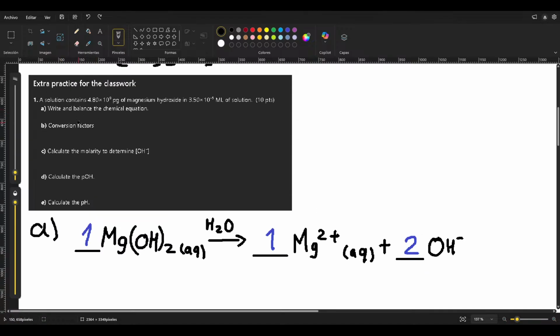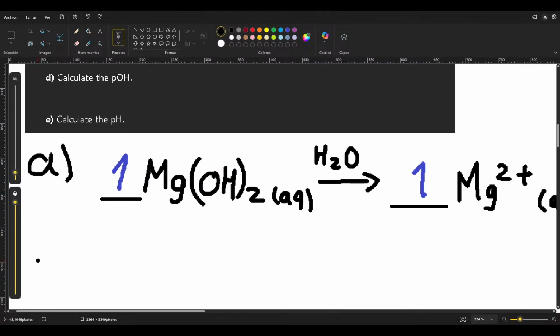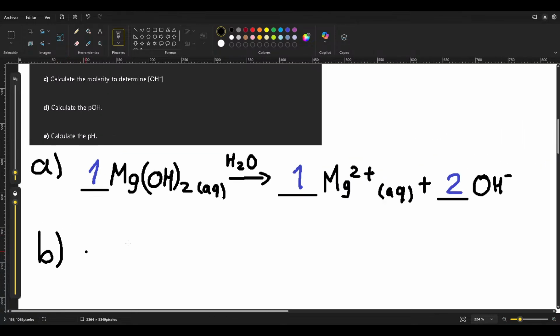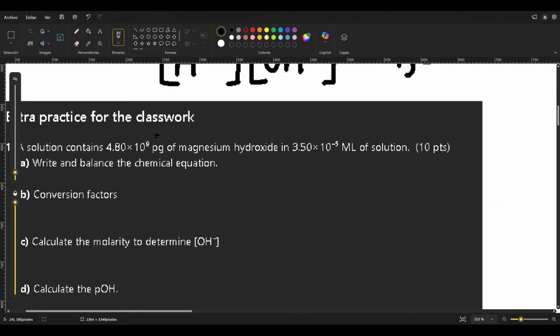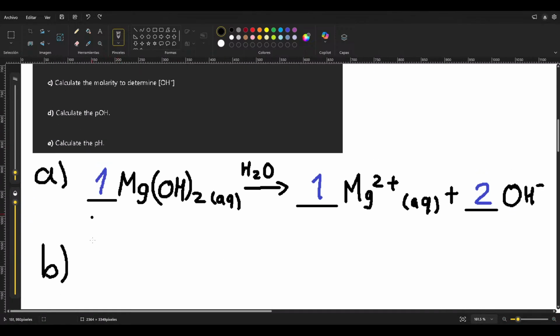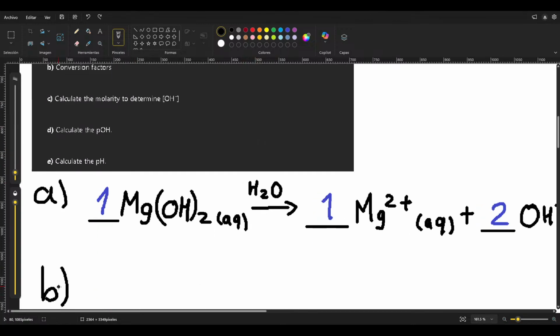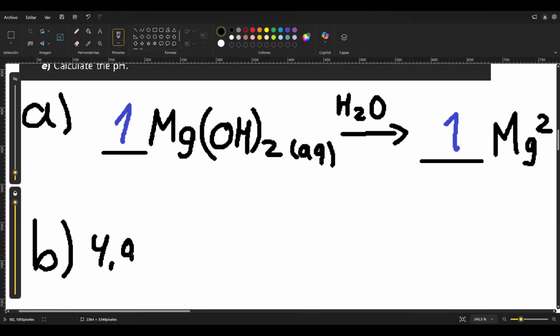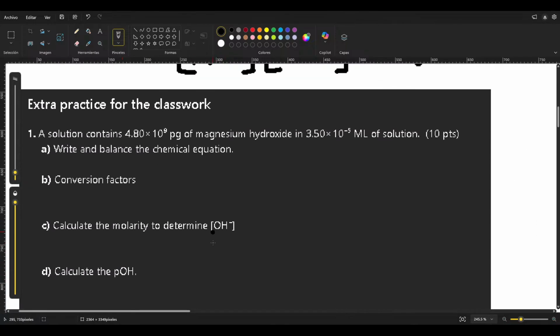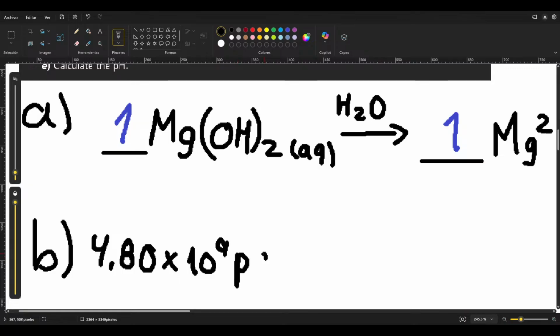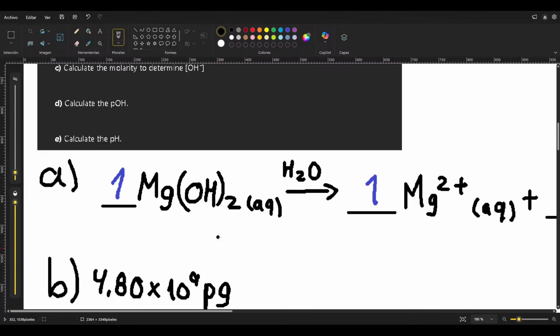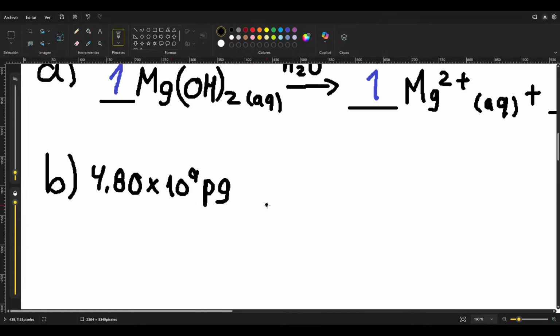Okay, so part B, conversion factors. Basically, we have to convert the grams to moles, and then the liters, in this case megaliters, to liters. So this is 4.80 times 10 to the 9 picograms of magnesium hydroxide specifically.